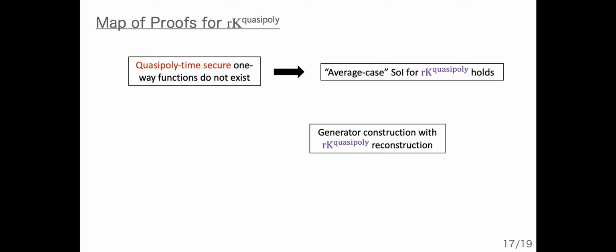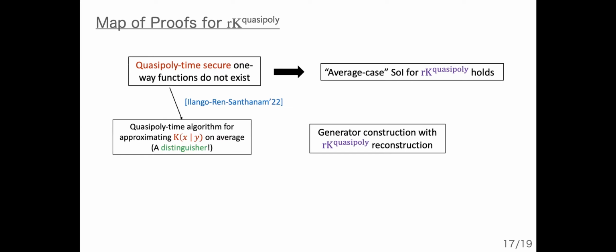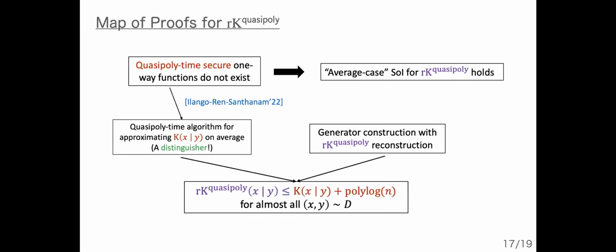The second ingredient is the previous work by Ilango, Ren, and Santhanam, which yields an average case approximator for the conditional time-unbounded Kolmogorov complexity under the non-existence of one-way functions. We use this as a distinguisher for the first pseudo-random generator construction with a proper choice of a stretching factor. As a result, we obtain the average case evaluation of conditional RK quasi-poly above by conditional time-unbounded Kolmogorov complexity. Converting this into symmetry of information is based on the same idea I explained in the previous slide.